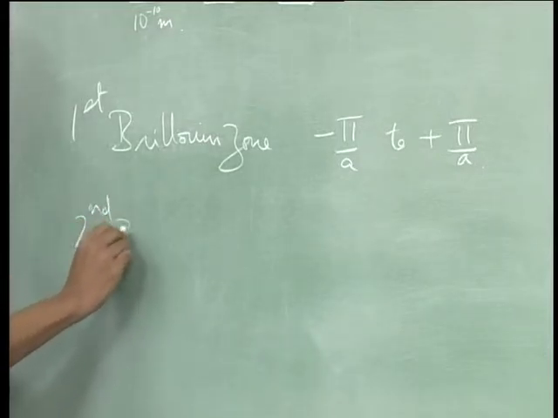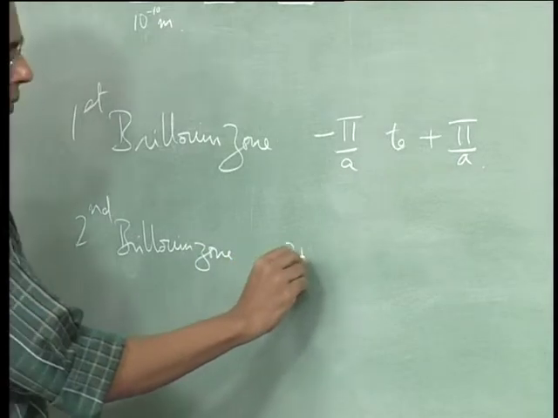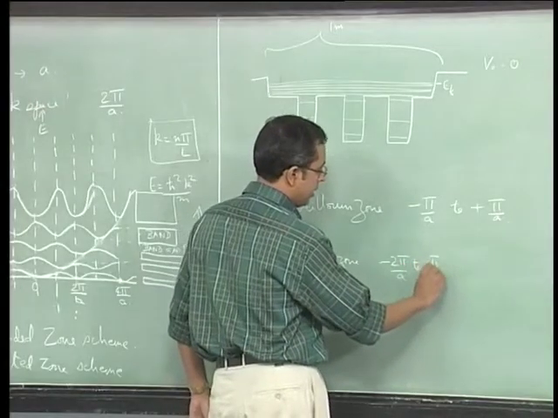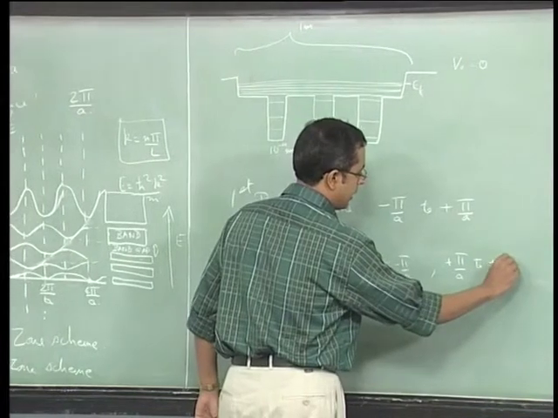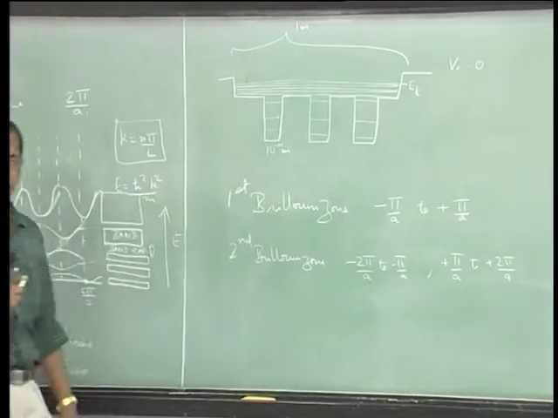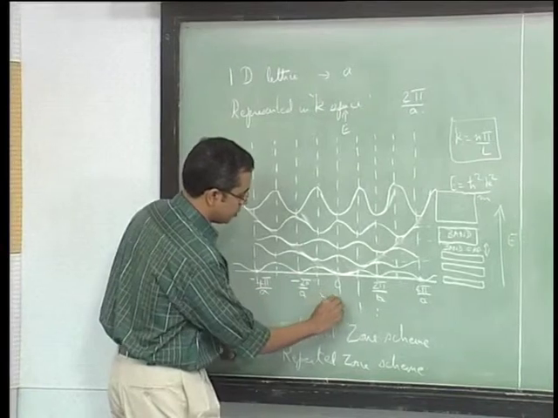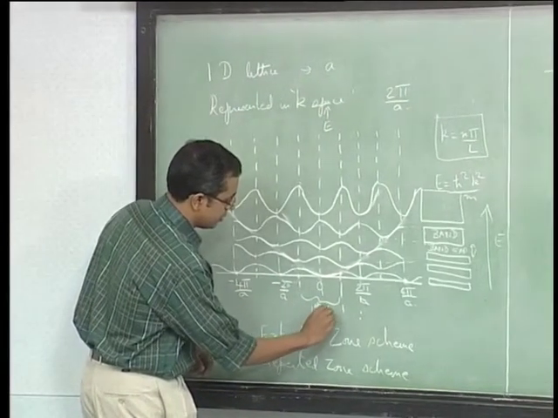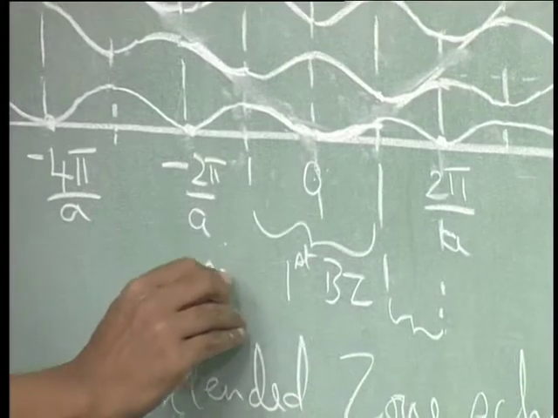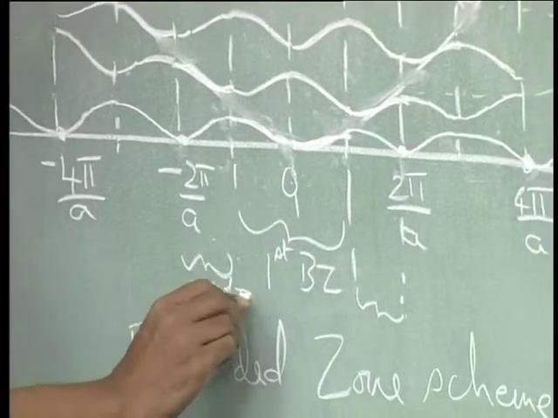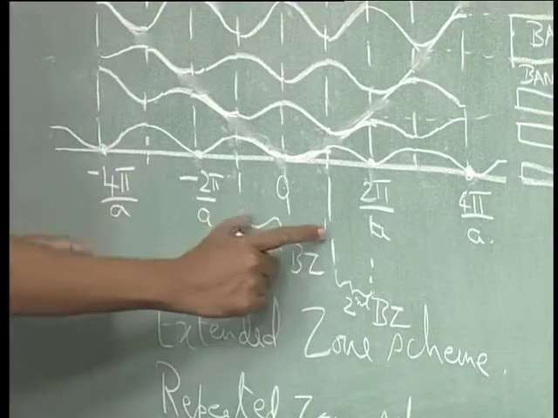The second Brillouin zone is from minus 2 pi by a to minus pi by a, as well as plus pi by a to plus 2 pi by a. In both cases you would have crossed one Bragg plane but not more Bragg planes. So if you come here, the first Bragg plane is here, so this region then is the first Brillouin zone. I will just call it first BZ, first Brillouin zone. This region here plus this region here together are the second Brillouin zone. Right. So, we have the first Brillouin zone and the second Brillouin zone.